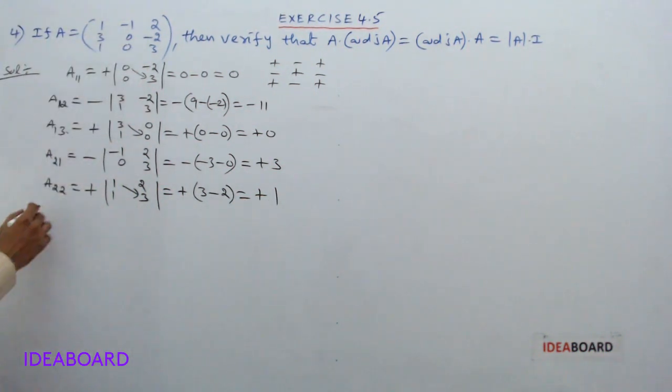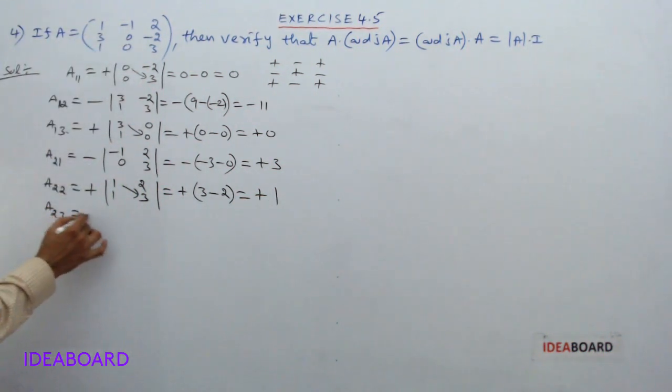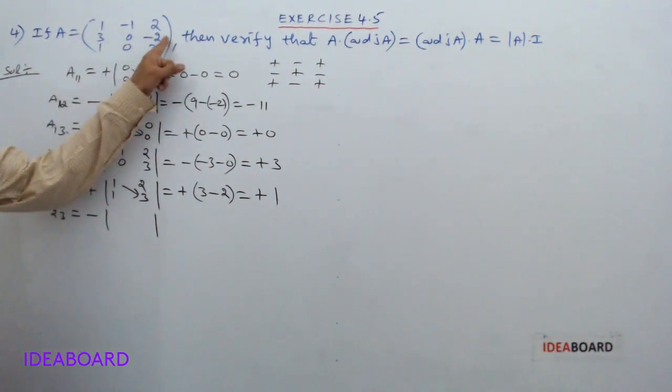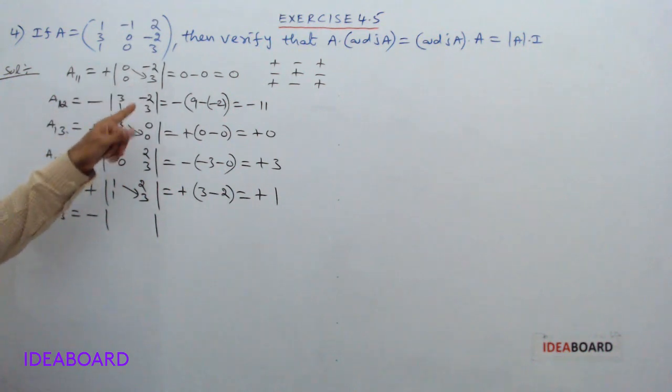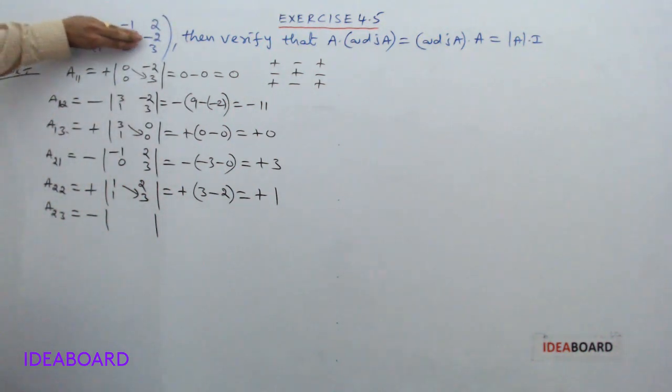Next A23 equal to minus of determinant of second row and third column. This is the third column and this is the second row.